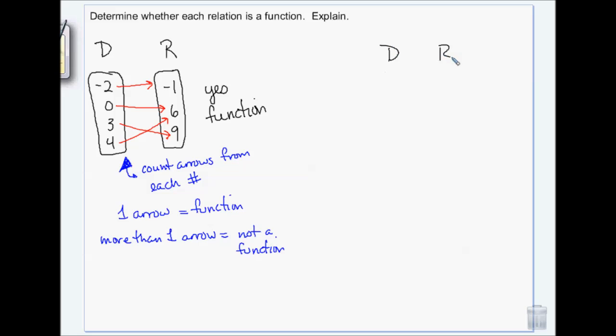Technically speaking, I could have one element in the range and every single element in my domain could go to that same one. This is still a function because they each only have one arrow. Okay? To determine if it's not a function, if it has more than one arrow, so like if I do this.